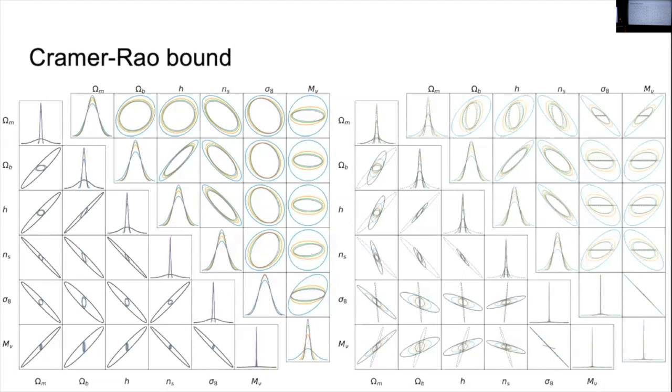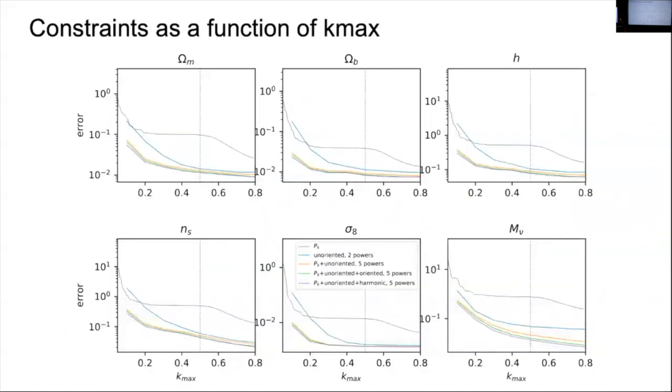On the right-hand side, we've got the same for the CB field, and there I would draw attention to the degeneracy between sigma 8 and neutrino mass. Okay, we can look at all of this because we have this band constraint. We can look at all of this as a function of K max, and we've got the power spectrum situated pretty high up, and basically all of the wavelet descriptors beat the power spectrum within a very small K already.